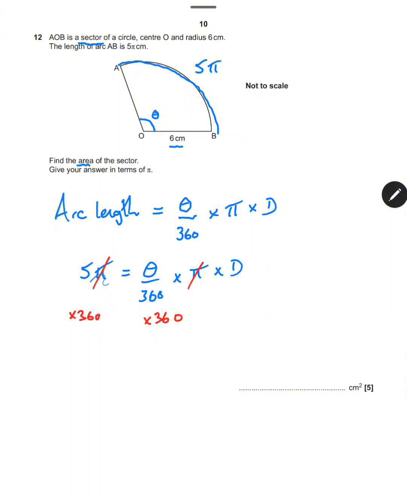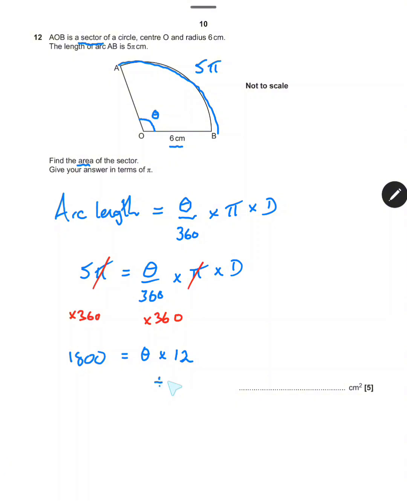And 5 times 360, well, 10 times 360 is 3,600. So a half of that will be 1,800. And that is the same as theta multiplied by the diameter. I actually know the diameter. If the radius is 6, then my diameter is 12.